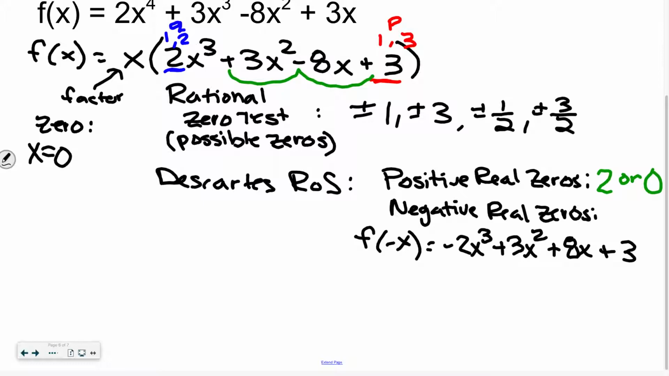Just remember to use Descartes' rule of signs in the rational zero test. Your constant can't be equal to 0. That would be really boring. Then your p over q's would all be 0. Unhelpful. Okay, so you got to factor that out first. We have one sign change.